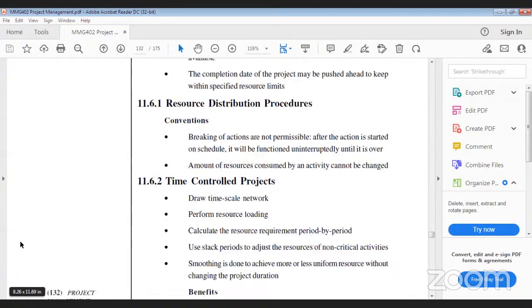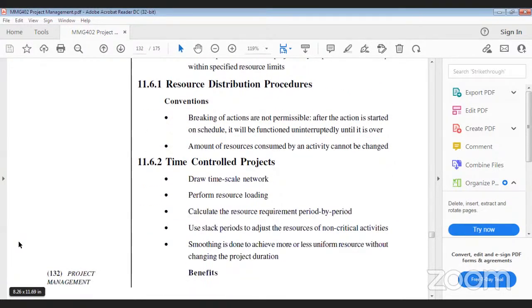Here is the time control projects. There are some points here. Draw the time scheme network, then perform resource loading, calculate the resource requirement period by period, then use slack periods to adjust resources of non-critical activities. Here smoothing is done to achieve more or less uniform resources without changing the project duration also.